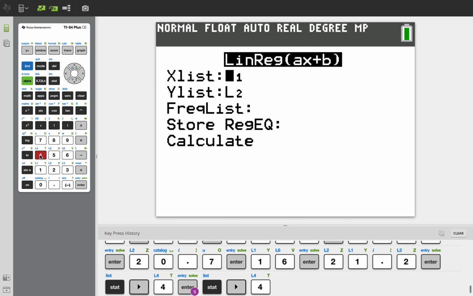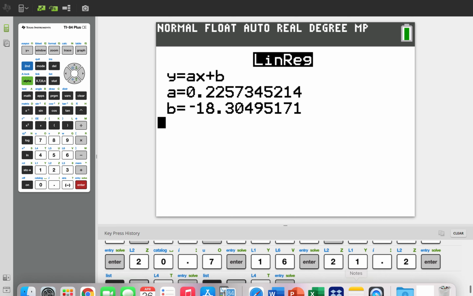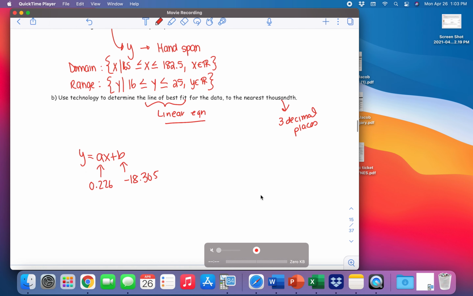So now you're going to write it down: y equals ax plus b. You're going to fill in your a and b values, replacing a and b with the numbers we just got. Once I press enter until it calculates, you get these values here. We want to have 3 decimal places for our thousandth.